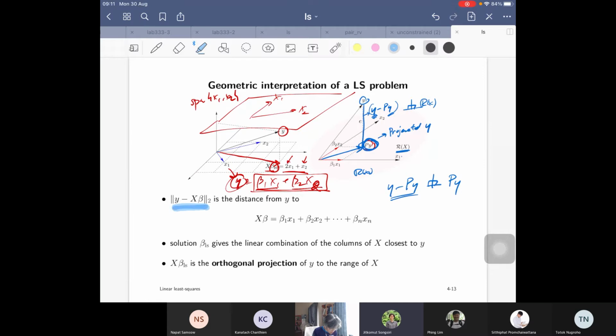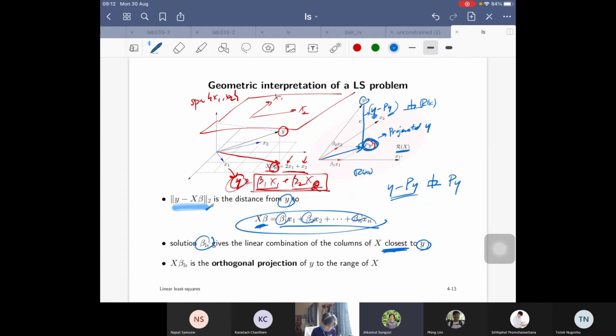If you look at the two norm, the two norm residual y minus x beta is a distance between the original y and the vector that is spanned by x1 up to xn. So when you replace this beta with a linear least square solution, it gives you the best linear combination of x1 to xn that is closest to y. What do you mean by the best? It is the best because we can show that the projection here, x beta ls, is the orthogonal projection of y onto the range of x.